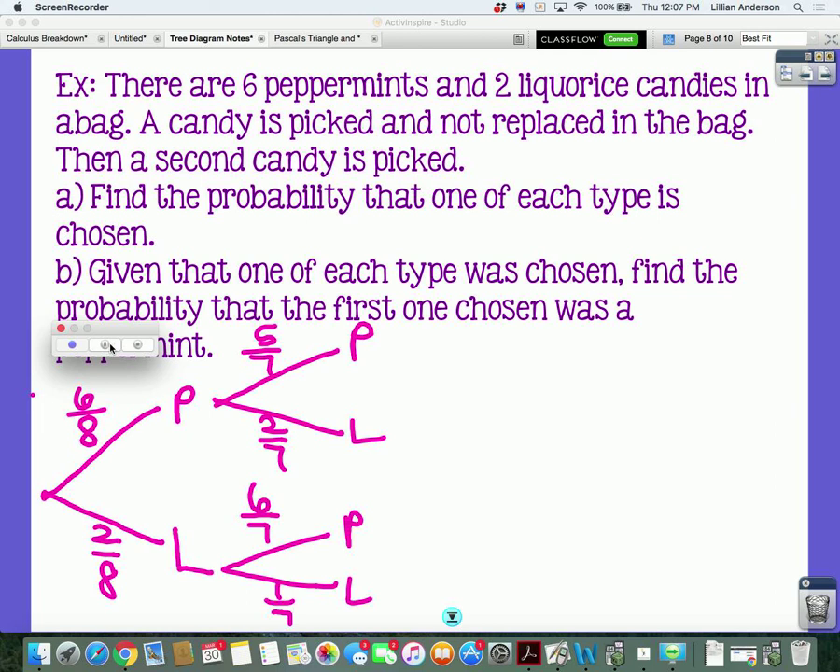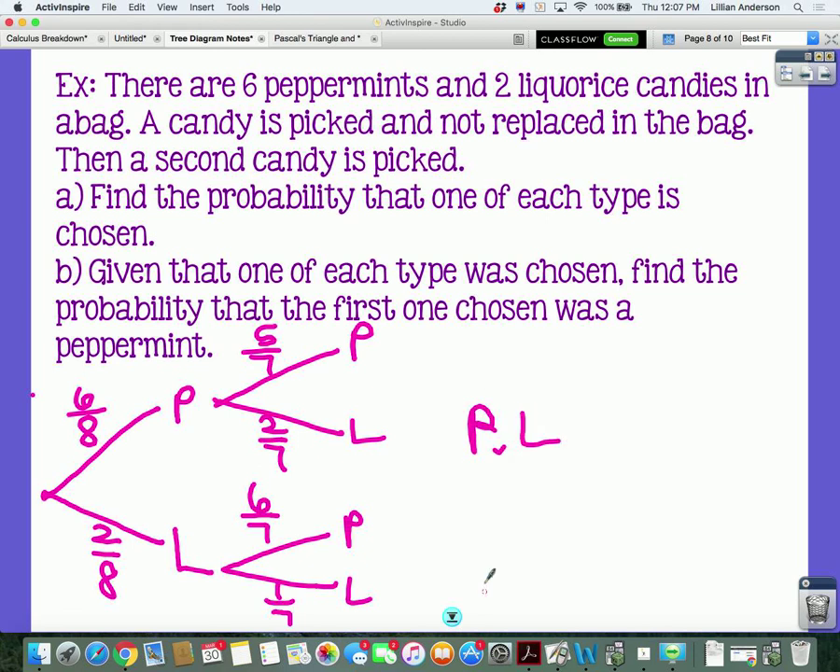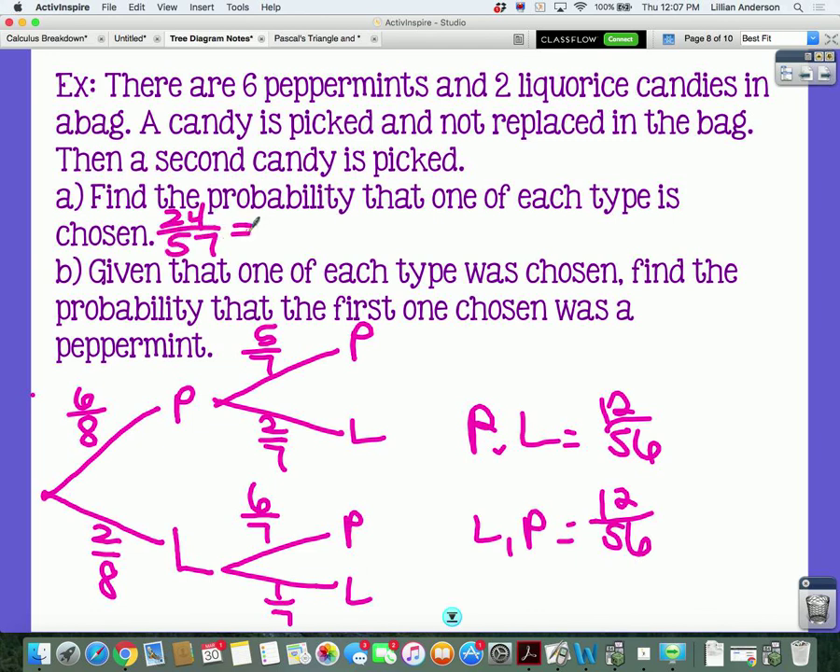Okay. One of each type. That means you choose peppermint, licorice, or licorice, peppermint. It's those 2 probabilities added up together. Yep. So the probability that you get a peppermint and then a licorice, that's going to be 12 out of 56. Probability that you get a licorice and a peppermint is another 12 out of 56. So that's a total of 24 out of 56, which does reduce down to which of the fractions that you guys just told me. 3 out of 7. That was your answer. The probability that each type is chosen.